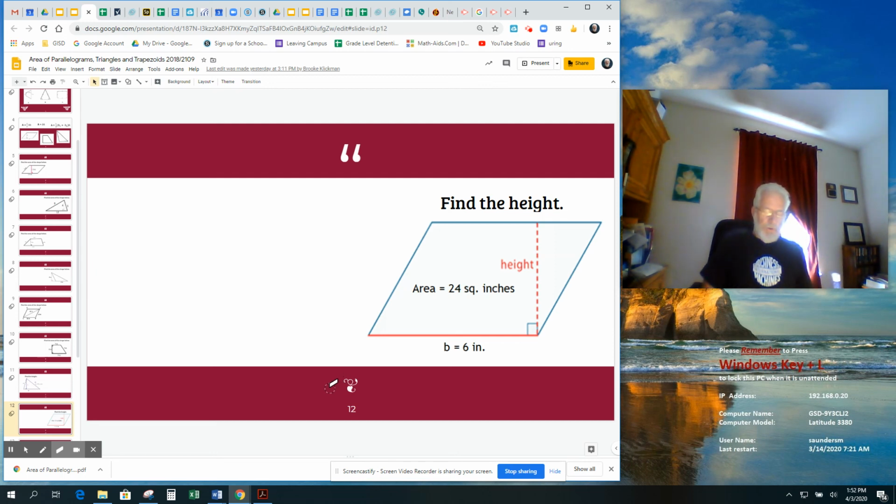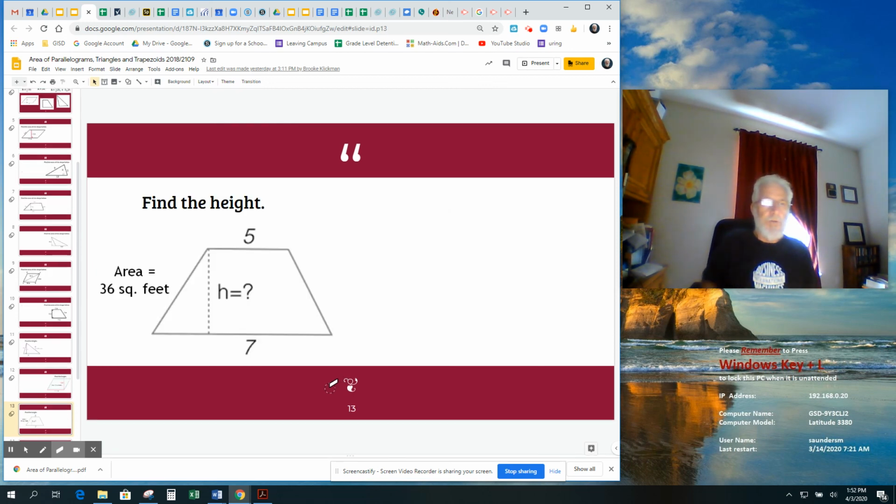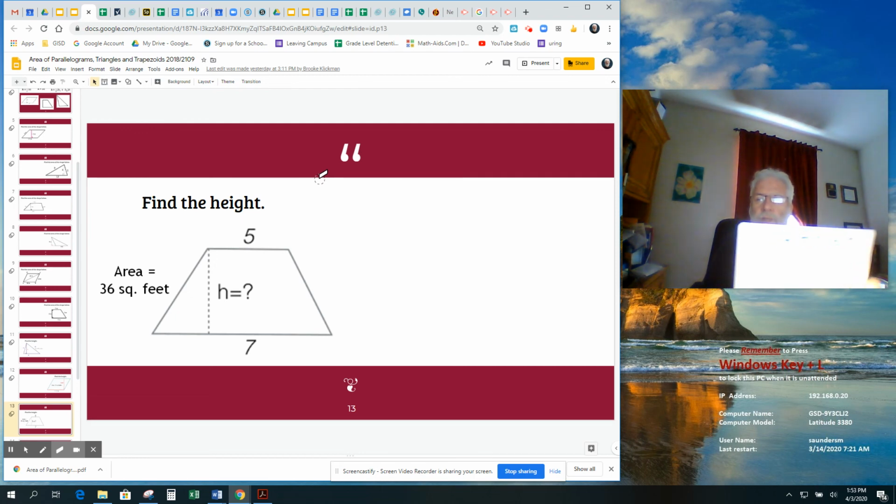Okay, let's see, one more. Find the height of this 4-sided figure. This one has 4 sides, but the opposite sides here are not parallel. They're going to intersect up here. So this is a trapezoid. The area of a trapezoid equals 1/2 times B1 plus B2 times H. So here's my formula. Always start out with a formula.